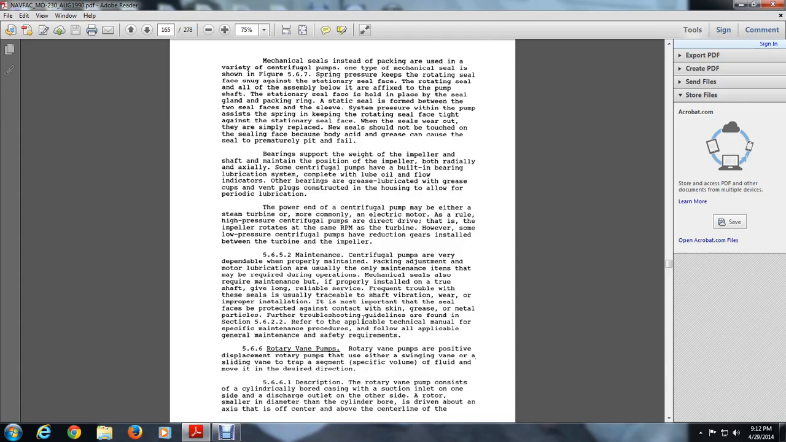Maintenance of centrifugal pumps is very simple and limited to proper packing adjustment and motor lubrication as usual, with maintenance on other items only as may be required during operation.